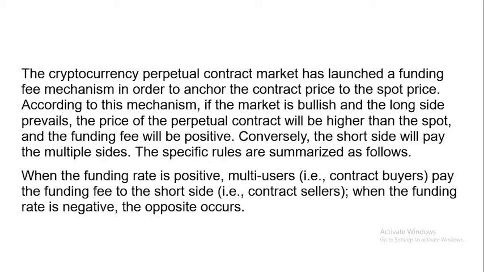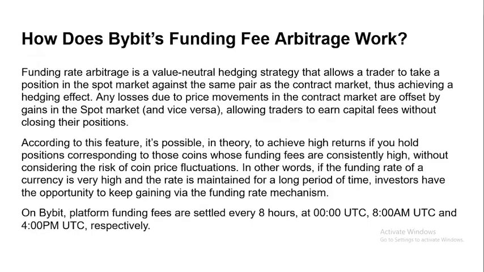When the funding rate is positive, long users, that is contract buyers, pay the funding fee to the short side, that is contract sellers. When the funding rate is negative, the opposite occurs.